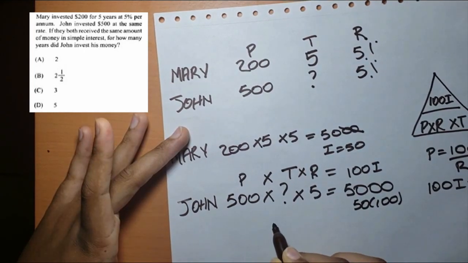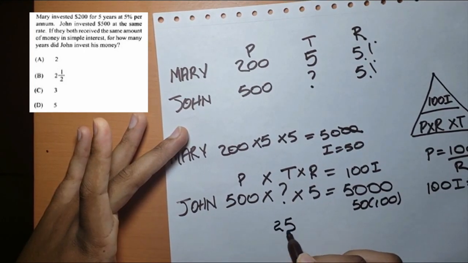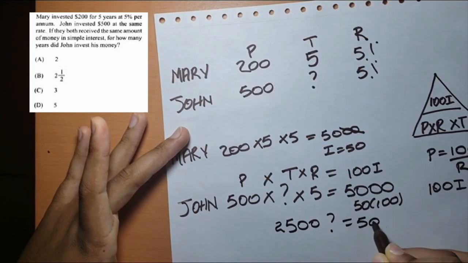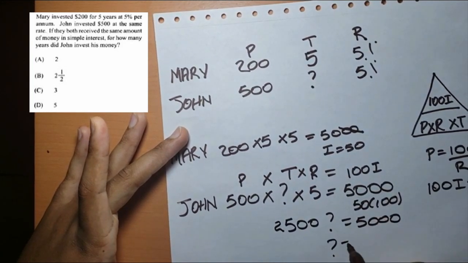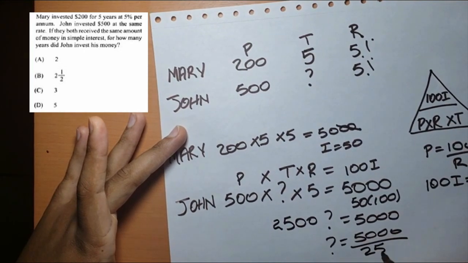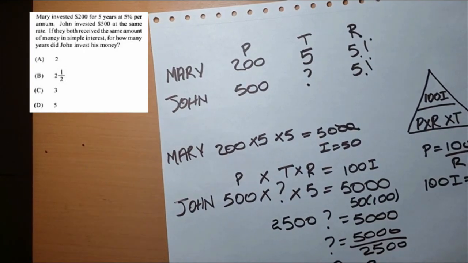Yes, this is 2,500 question mark is equal to 5,000. Question mark is equal to 5,000 over 2,500. Question mark is equal to 2. Therefore, he invested for 2 years.